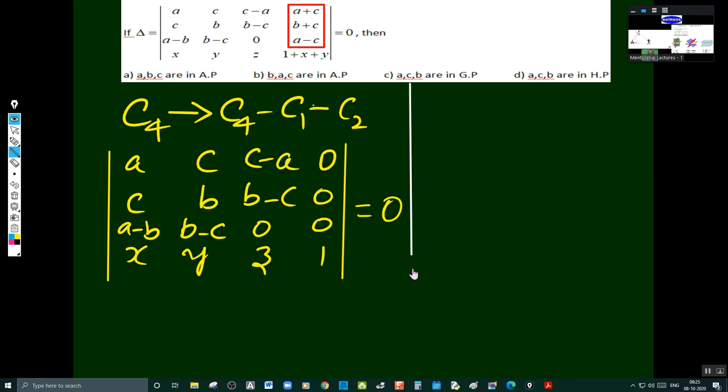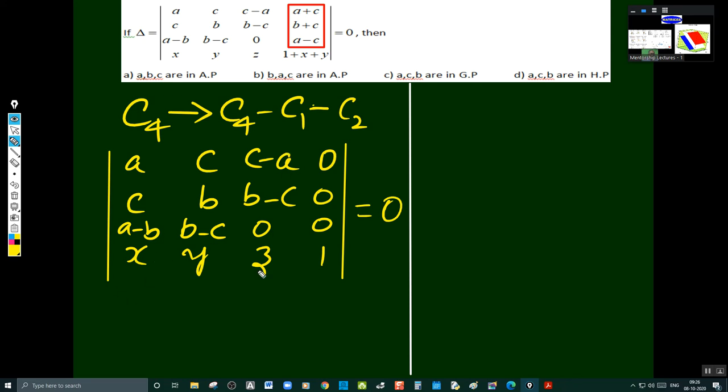Are you there, everyone? I asked a question. Here, I think we can add C1 plus C2 to C3. C1 plus C2 to C3 means C minus A plus A minus C. See, let us write that.